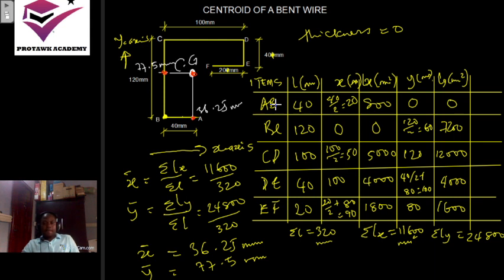See you in the next lecture, the second example on the centroid of shapes. Today was the centroid of a bent wire. In the next lecture, we'll talk about the centroid of other given shapes.